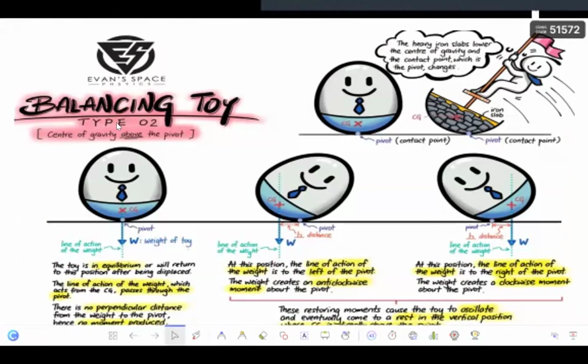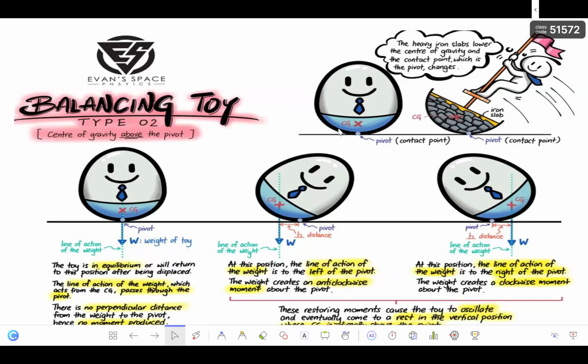The second type of balancing toy, the center of gravity is above the pivot. But just take note that for all balancing toys, the center of gravity will always be in line with the pivot. It can be below the pivot, it can be above the pivot, but it is always in line with the pivot, because only when it is in line with the pivot, there will be no moments caused by the weight, and therefore it will be balanced.